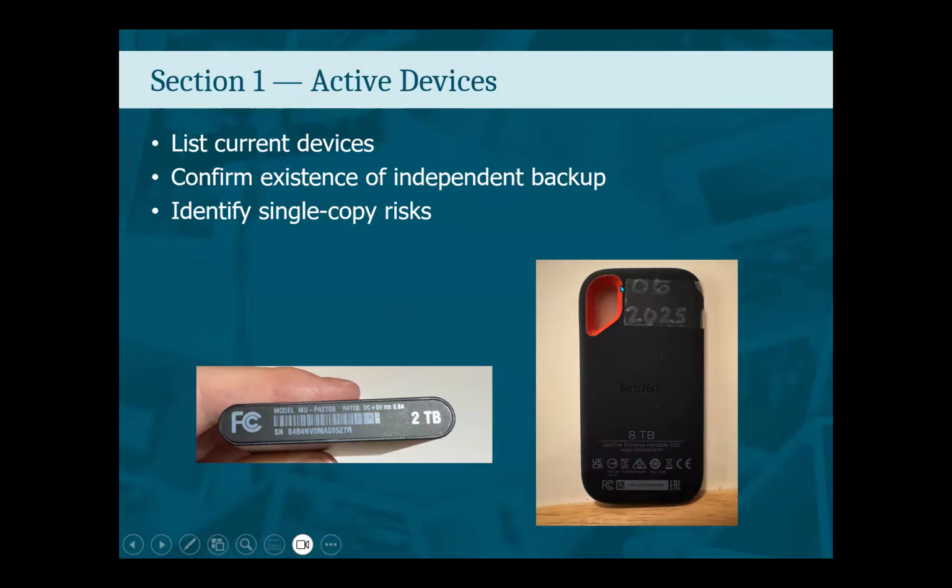You can kind of see here, I actually took a silver Sharpie and wrote on my external drive here when I started using it.